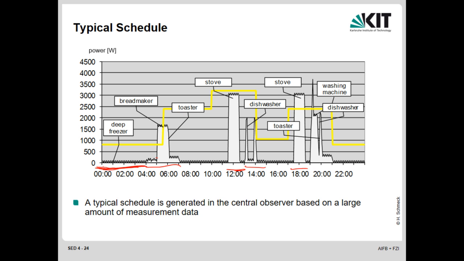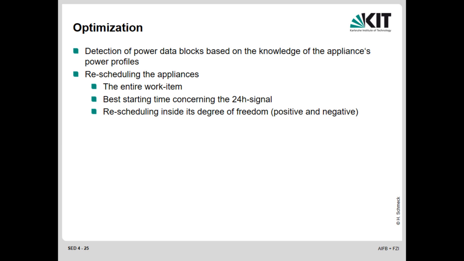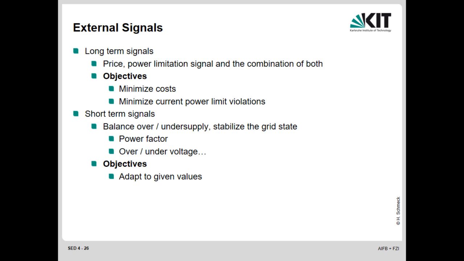And now the question is, what can you do with that? This is something that you have observed over the days, and you can predict that. This will be the schedule for a typical day. And now in yellow you have the price curve. And so you would like to reschedule the appliances using the 24-hour or time of use tariff, and you would like to reschedule the devices inside the degree of freedom, and then you can try to get a better situation.